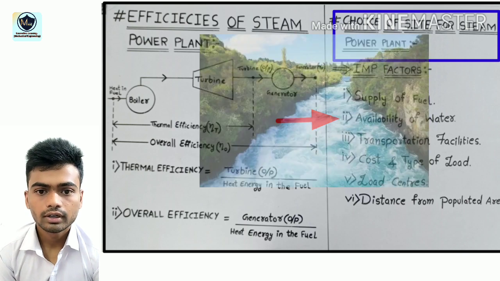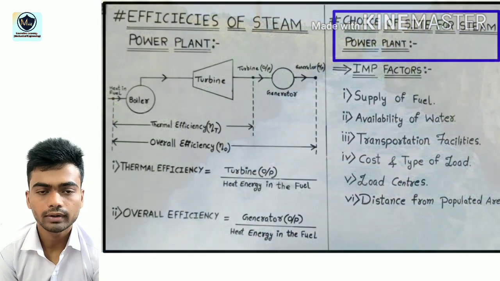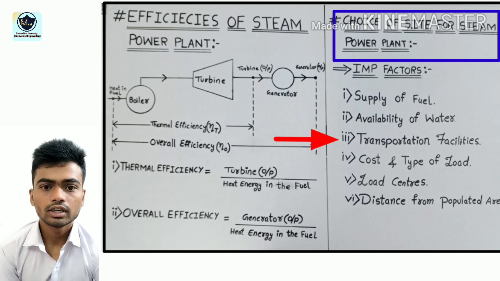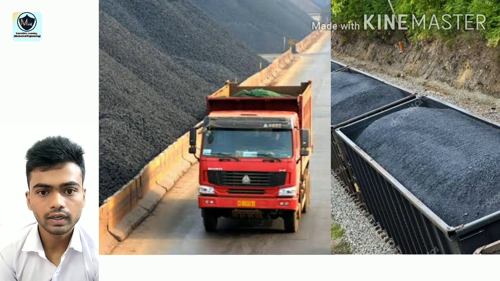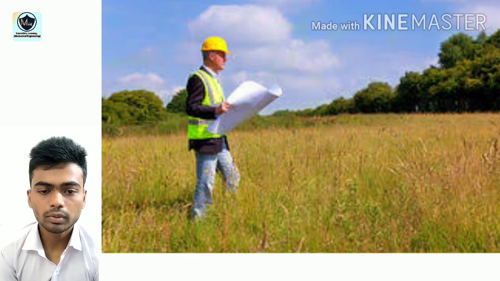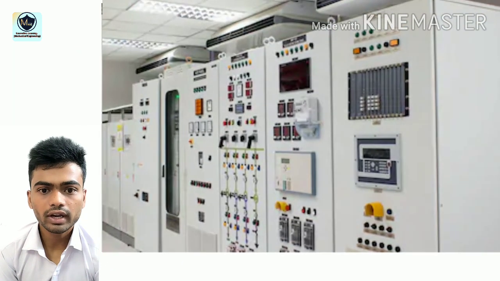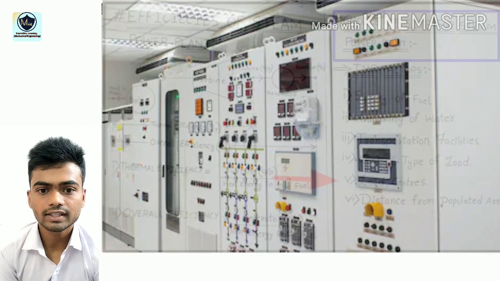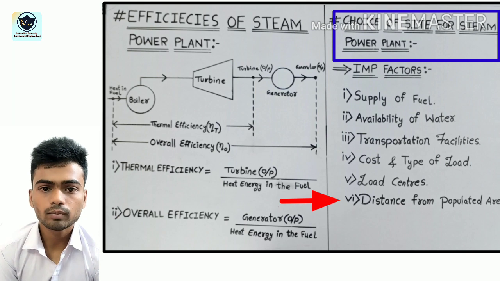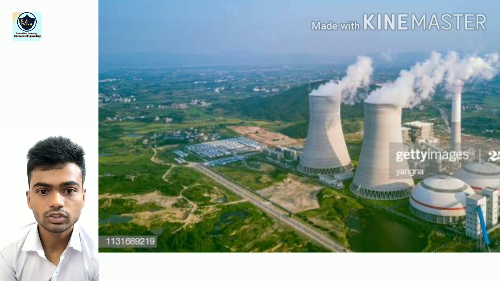Availability of water. It should be near permanent water sources such as rivers and lakes to ensure the continuous supply of water. Transportation facilities. It should be well connected with the other parts of the country by rail or road. Cost and type of load. It should be located where the land is cheap and expansion should be possible. Coming to load centers. It should be located near the load centers to avoid transmission losses. Distance from the populated areas. Considerable distance from the populated areas should be maintained.